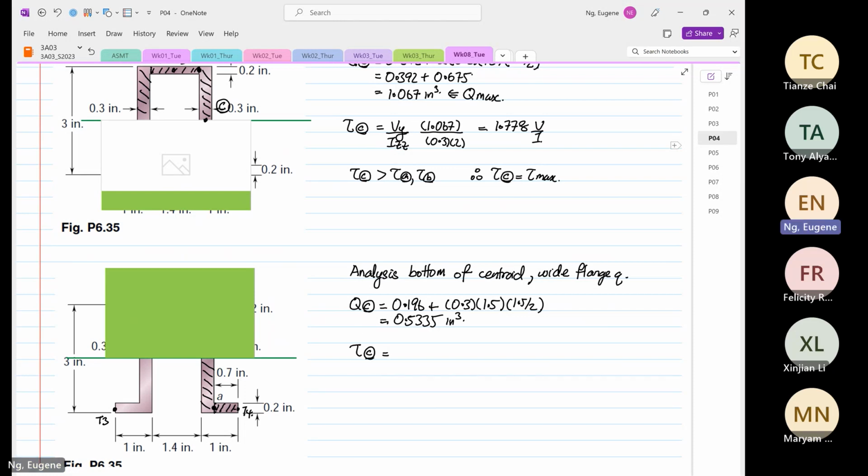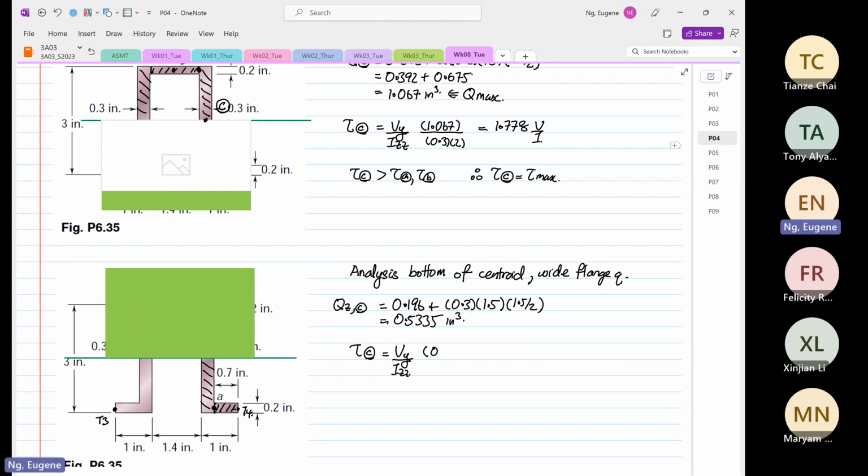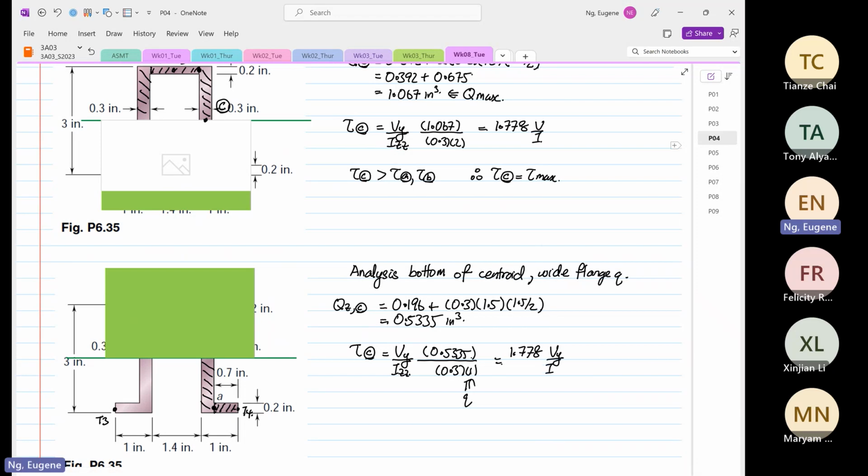Okay, so the shear stress at point C is equal to Vy over Izz. The y bar, or the first moment of area, I do apologize, this is Qz at point C. So it's equal to 0.5335, and then you just need to divide by the thickness of 0.3, and you don't need to put 2 because you only have a single Q. So 0.5335 divided by 0.3 is equal to 1.778 Vy over Izz.